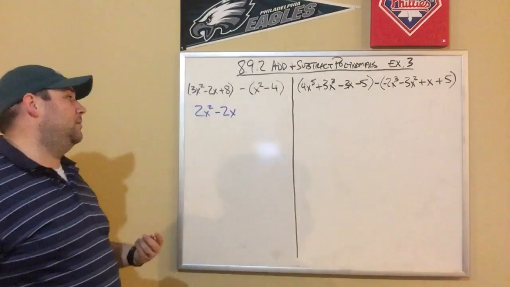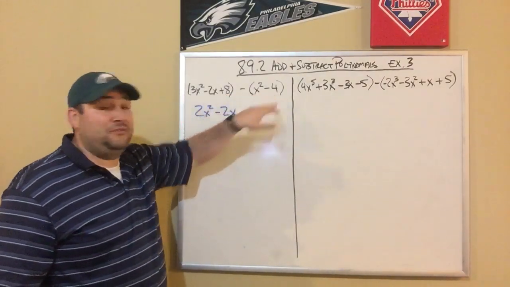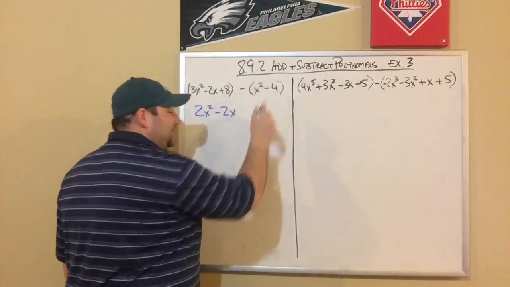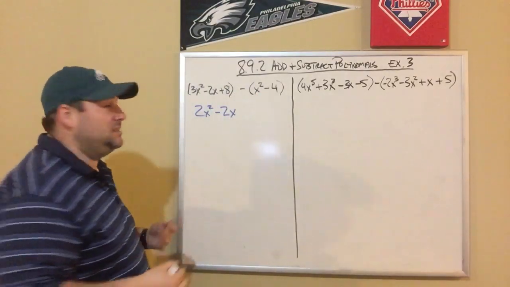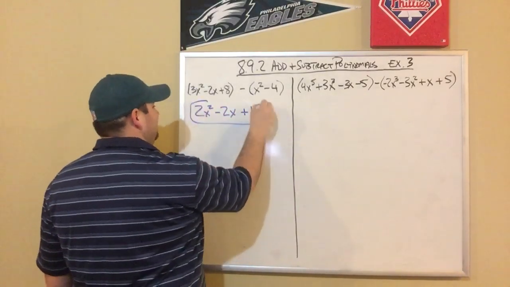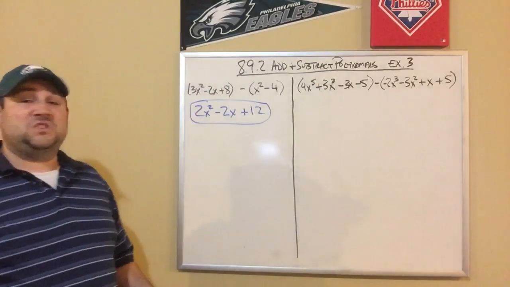Then I move on to my numbers. I've got 8, positive 8, minus negative 4. You need to include that sign in front. So this is 8 minus negative 4. 8 minus negative 4 is positive 12. So we end up putting plus 12. And that is our answer. And you can see it's in standard form. So let's move on to the next one.